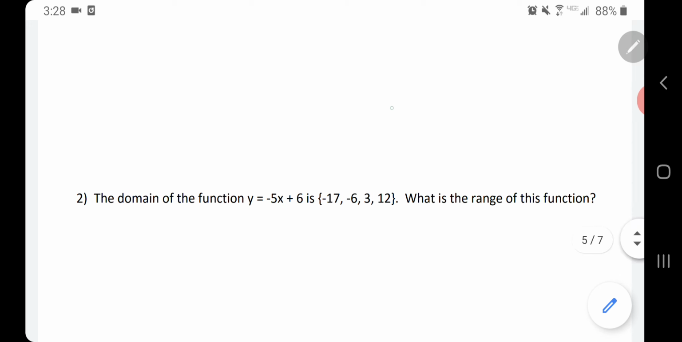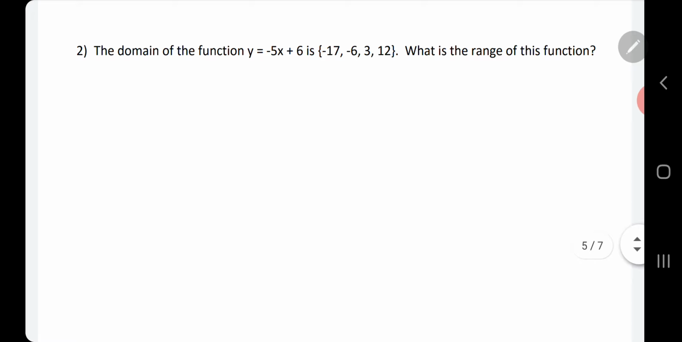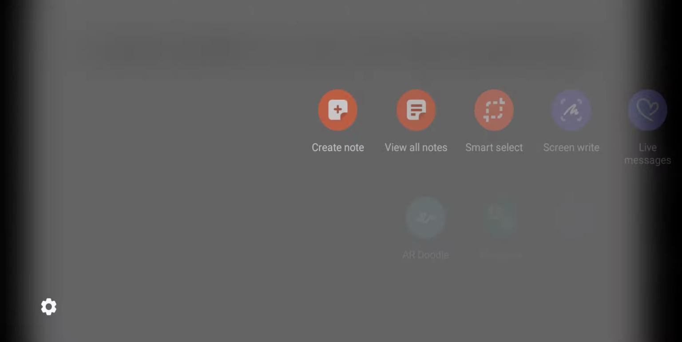Alright, on to the next one. This one says the domain of the function y equals negative 5x plus 6 is negative 17, negative 6, 3, and 12. What is the range of the function? So this time it gives me the domain, and I'm looking for the range.